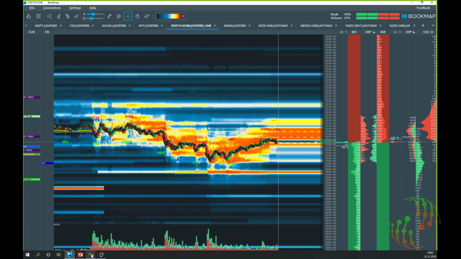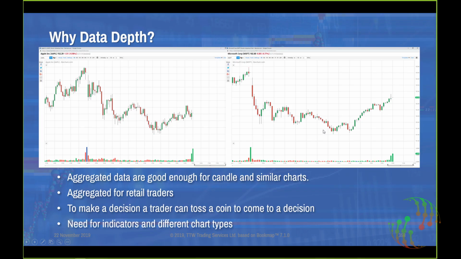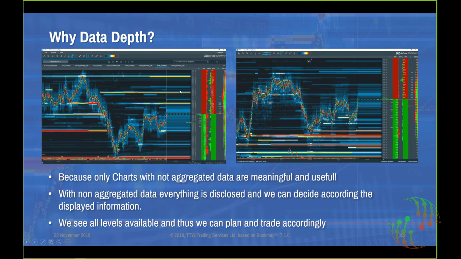In comparison, aggregated data or limited data are good enough for candle and similar charts, and for retail traders, and it's absolutely okay if you're working with normal charts. If you are making decisions to trade stocks or futures, you can use all these fine tools we have learned this week without any hesitation, because this is all true when the data which comes in are high quality data.